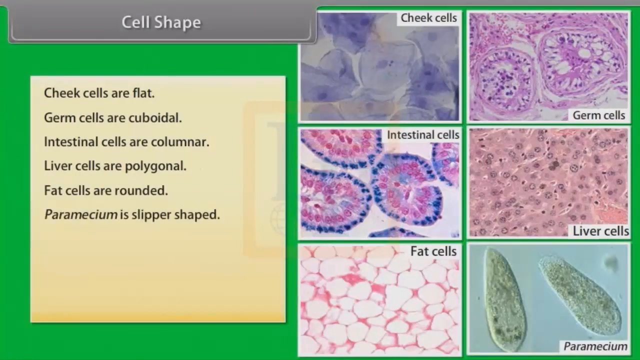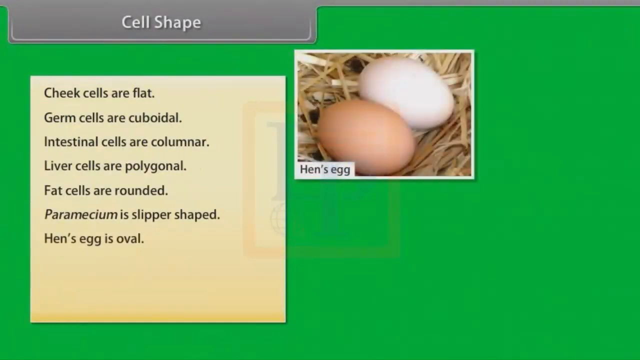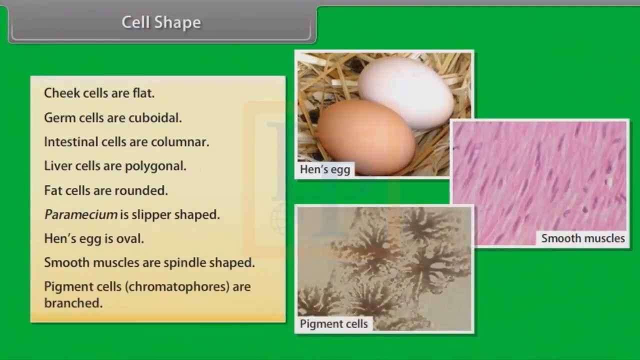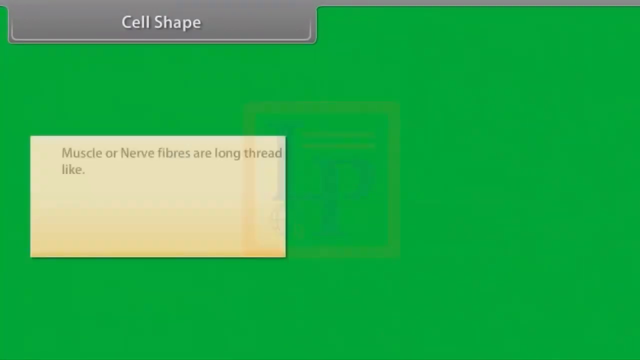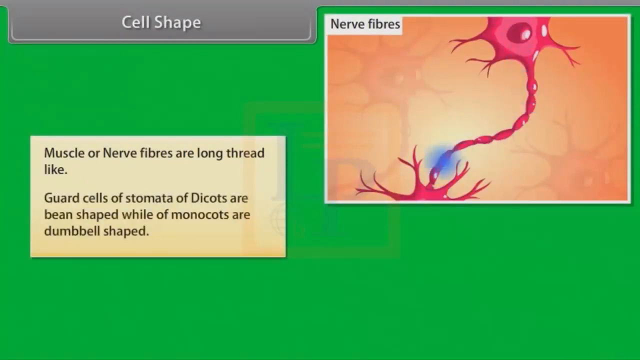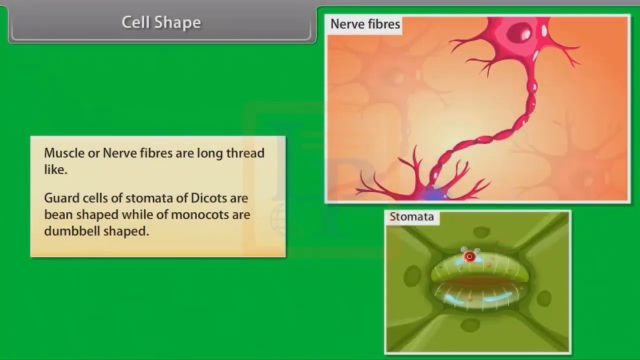Paramecium is slipper-shaped. Hen's egg is oval. Smooth muscles are spindle-shaped. Pigment cells, that is, chromatophores, are branched. Muscle or nerve fibers are long thread-like. Guard cells of stomata of dicots are bean-shaped, while those of monocots are dumbbell-shaped.